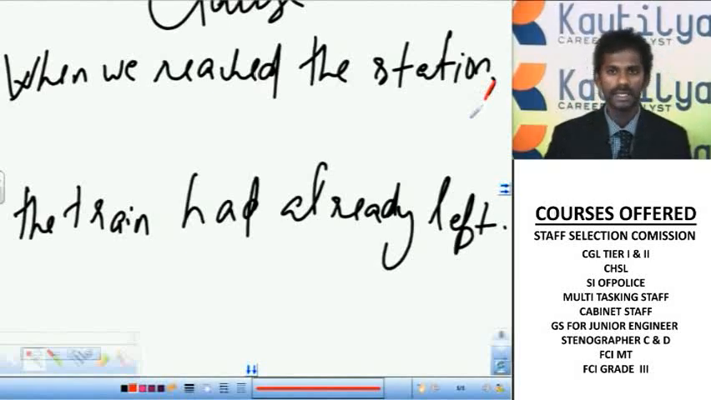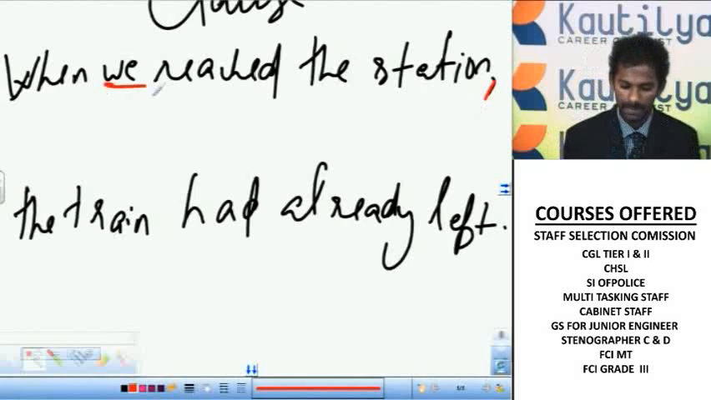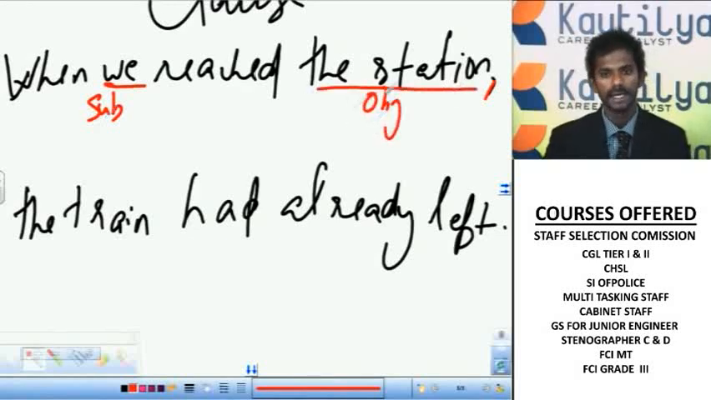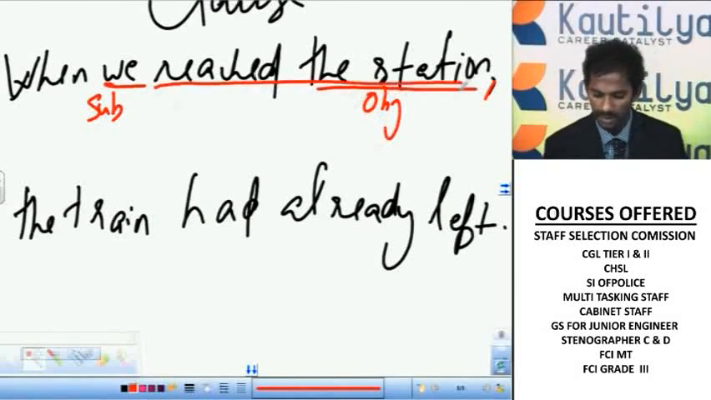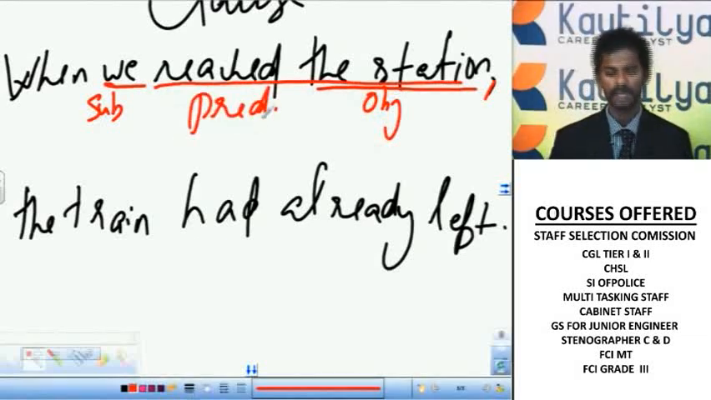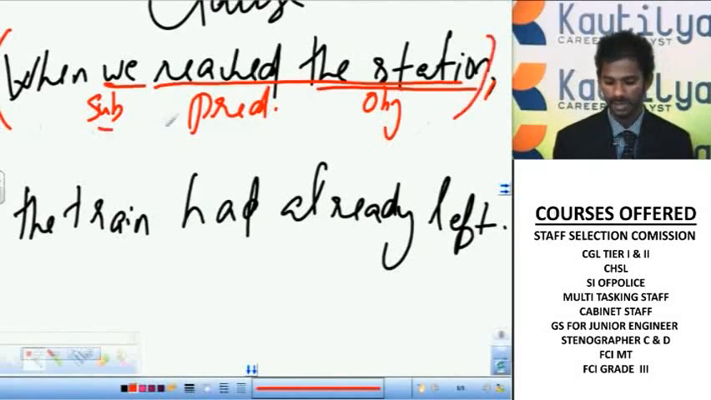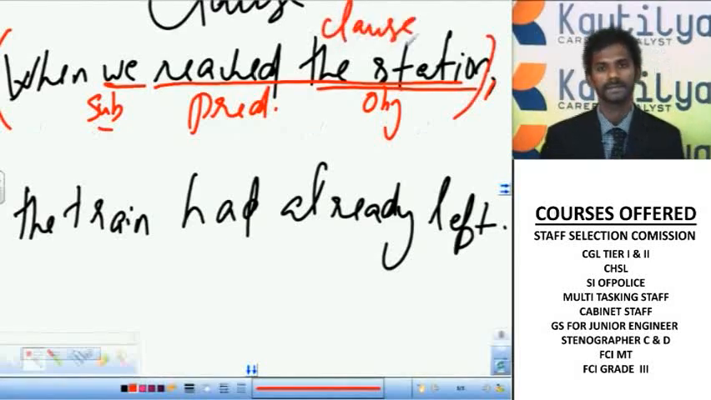So a clause should contain a subject and a predicate. Fine. Come to the first part before the comma. When we reached the station, the subject is we, the doers. Object is station, right? So we is the subject, station is the object. Predicate is reached the station. So this is a part of a sentence containing a subject and a predicate. So I can say this can be termed as a clause.